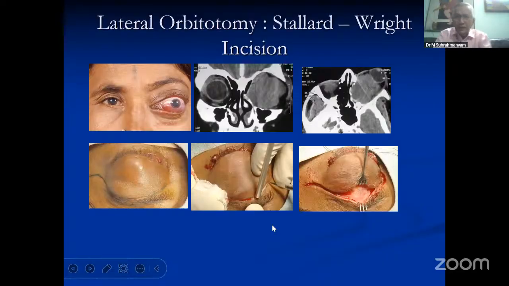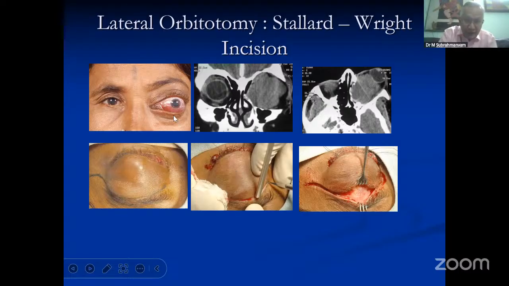Lateral orbitotomy, Stallard-Wright incision. These slides are not mine, they are from my book. The chapter was contributed by Ramesh and Santosh Manohar and their team. As I said, Stallard-Wright incision I never do. So far I have never done it, and I don't think that I will ever do it.